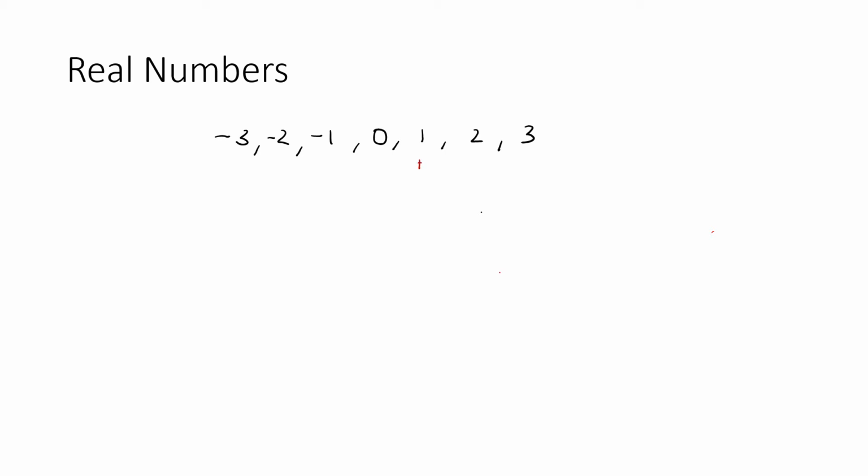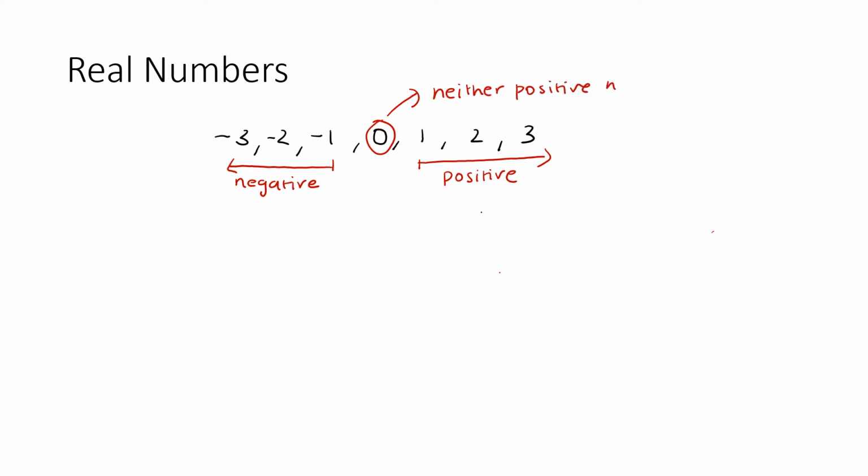We know that these numbers are positive and these are negative. But where does that leave 0? 0 is neither positive nor negative. We also have numbers like fractions: half, 3 by 4, negative half, and negative 3 by 4th. And all of these numbers are real numbers.